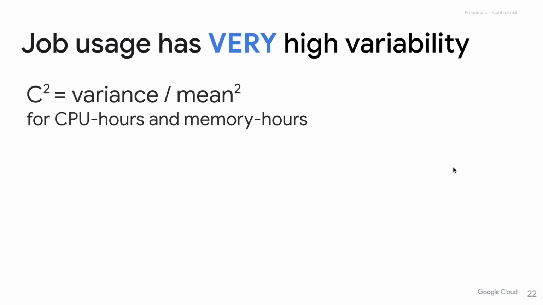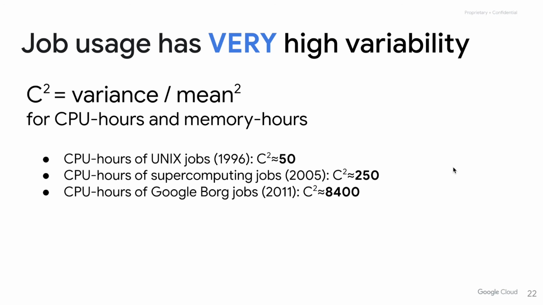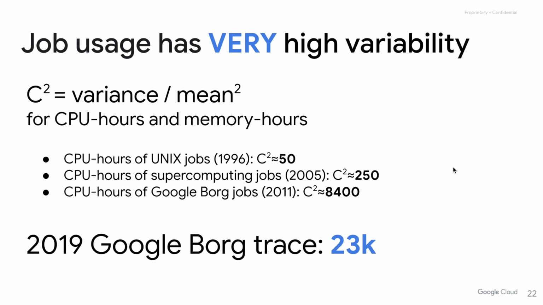One of the most mind-blowing observations we've had during our analysis of the trace is with regards to its variability. So for variability, we're using this metric called c-squared, which is the ratio between the variance and the mean squared for CPU hours or memory hours or whatever other metric you want to measure. For 2019 though, the c-squared recorded becomes larger than 23,000. This is the largest c-squared value recorded for any published cluster trace, and it has really big implications for scheduling and cluster management.